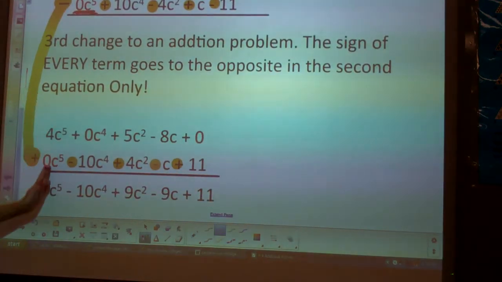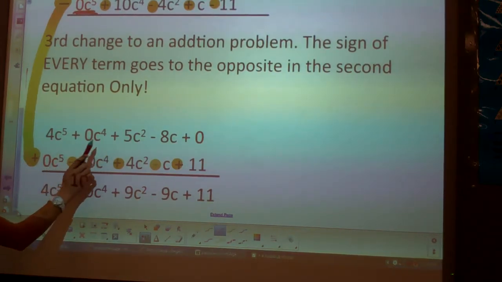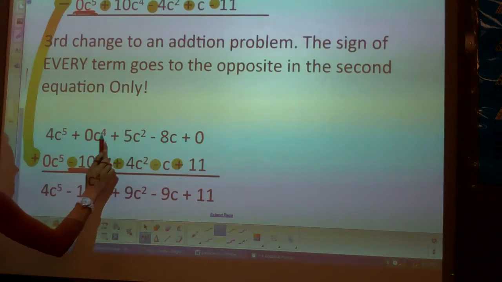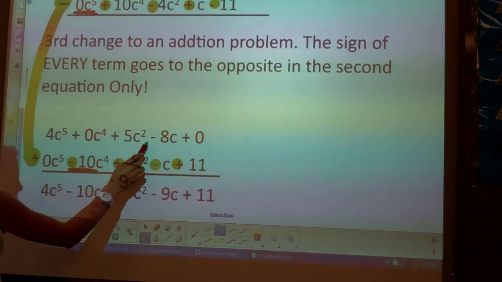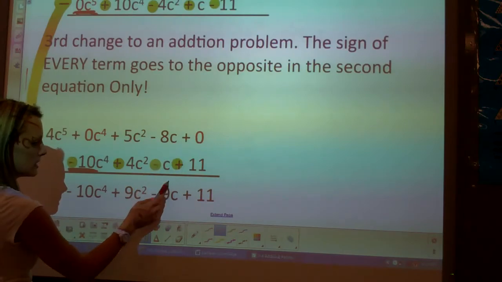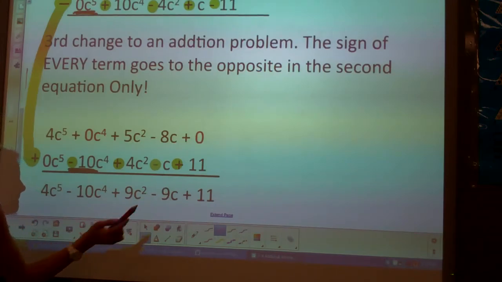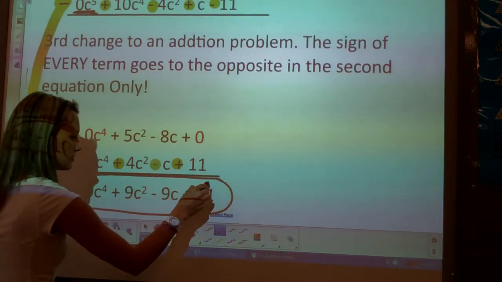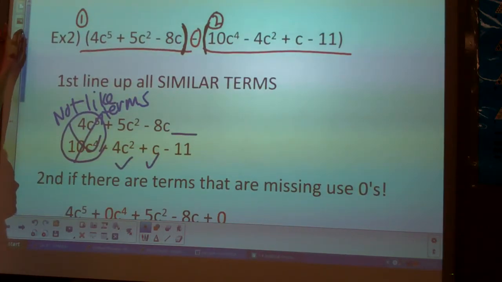And then you add going straight down. So 4c to the fifth plus 0 would be 4c to the fifth. 0c to the fourth plus, and remember your charge, 0 plus a negative 10c to the fourth would be minus 10c to the fourth, plus 5c squared plus a positive 4c squared would give you 9c squared. Negative 8c plus a negative c, remember your charge, would give you minus 9c. And then a 0 plus 11 would be plus 11. So this would be your final answer for this original subtraction problem.